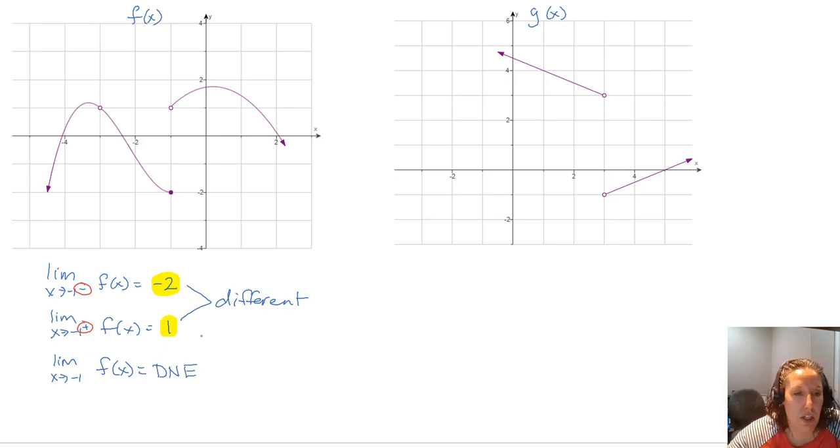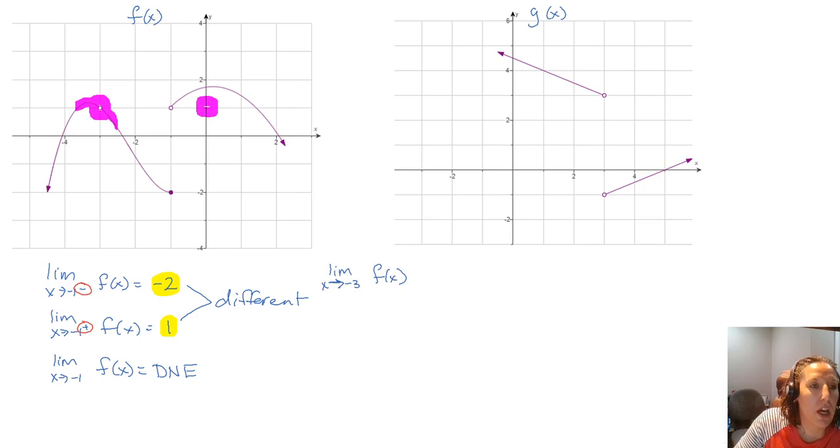All right, let's use this same function and look at the limit as x is approaching -3 for our f of x. As x is approaching -3, it doesn't matter whether we're coming from the left or from the right, both of those values are approaching a y value of 1. And since it's approaching the same y value from both directions, it doesn't matter that that's an open circle.